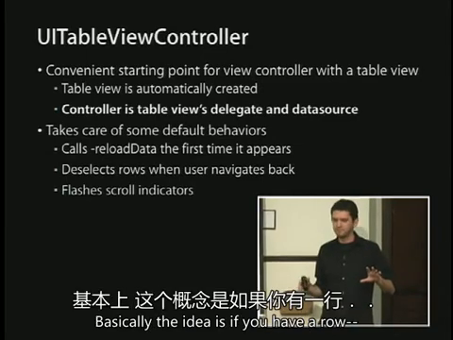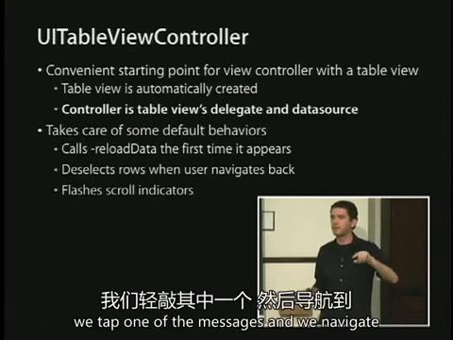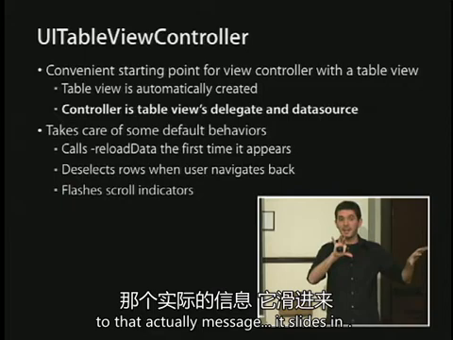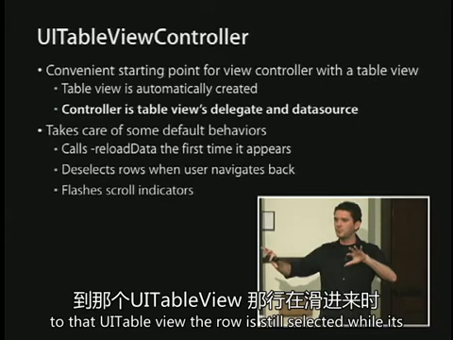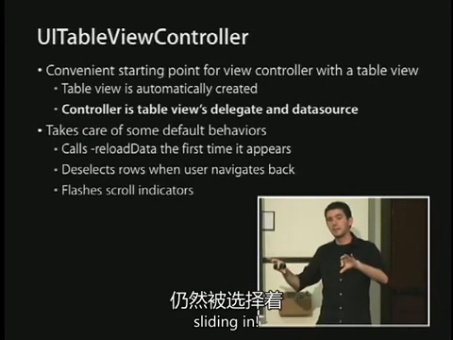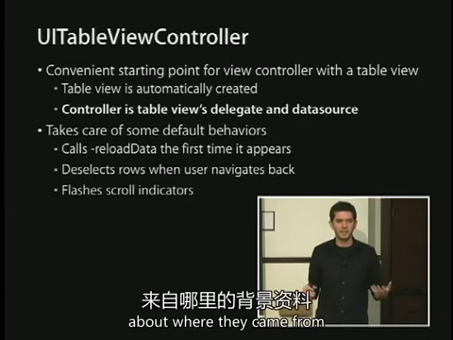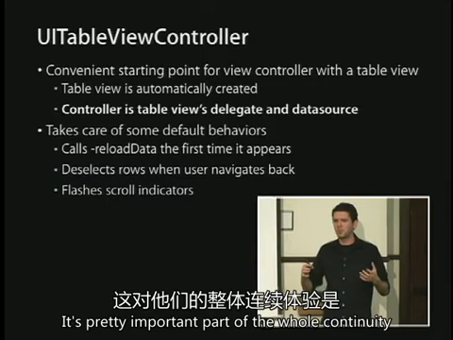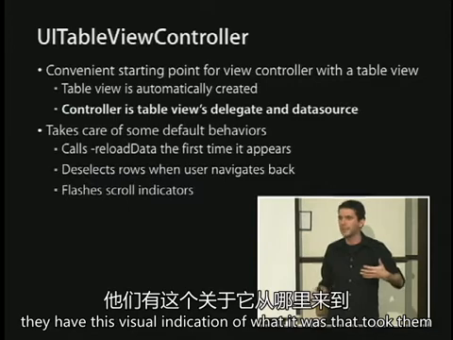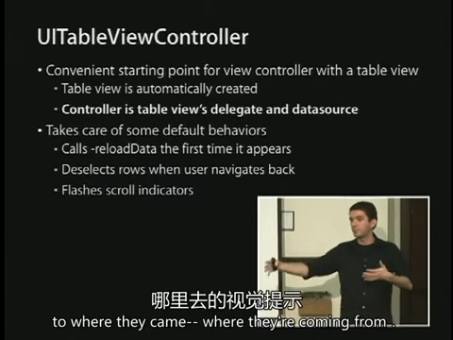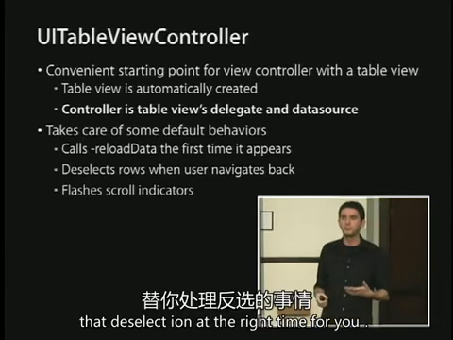Basically, the idea is if you have a row, say we're in Mail and we've got our list of messages, we tap on one of the messages and we navigate to that actual message. It slides in. When the user hits the back button and we slide back to that UI table view, the row is still selected while it's sliding in, and actually you'll see it fade out as it's sliding in. So it gives the user some context about where they came from. It's a pretty important part of the whole continuity of the experience for them. As they're hitting the back button and going back, they have this visual indication of what it was that took them to where they're coming from. And so UI table view controller takes care of doing that deselection at the right time for you.